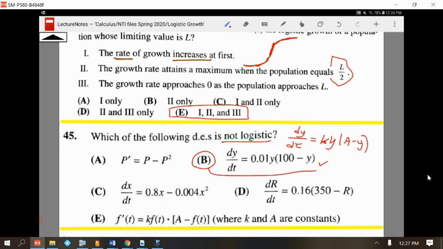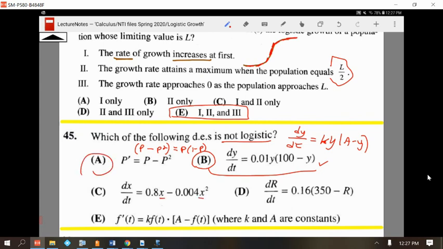Okay. Well, let's go back to part A. There's a P minus P squared. What you can do with P minus P squared is factor it as P times (1 minus P), which is like having 1 times P times (1 minus P), which is like having k y times (A minus y). So A is also good. Check.